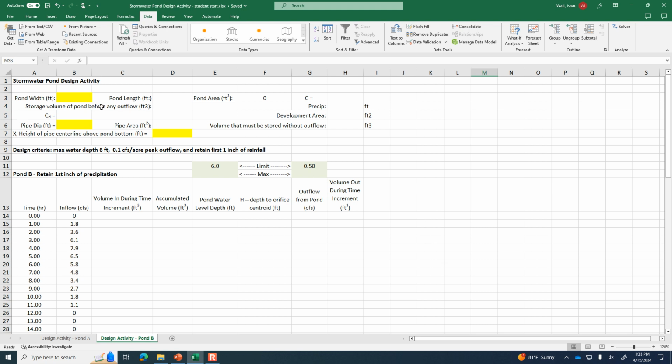Let's do the same thing where we have a pond that's 50 to start with, and then the length is the width times 2. Okay, so we've got some placeholder pond area. Coefficient of discharge, again, is going to be 0.6. Let's have a placeholder pipe diameter. Again, we'll maybe try 0.25. Okay, area of the pipe will be pi times d squared divided by 4.